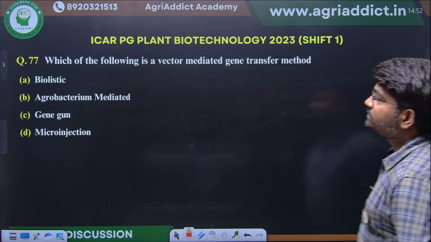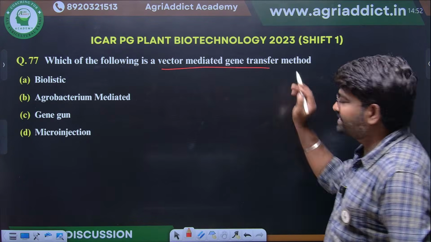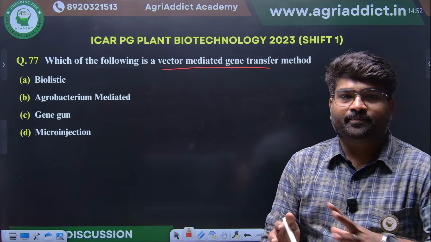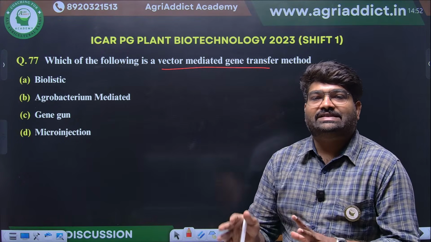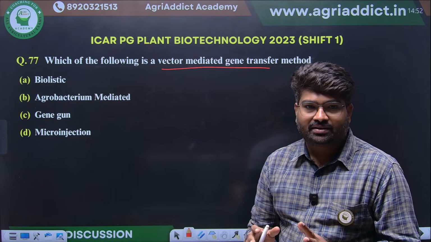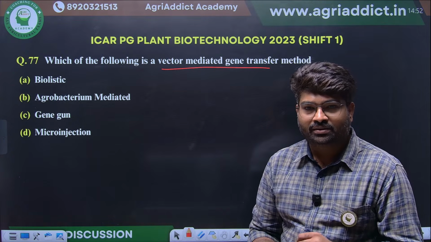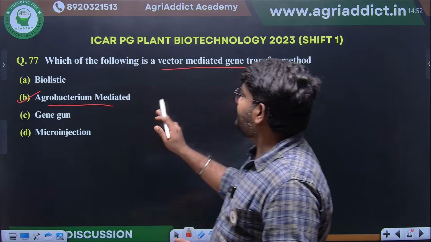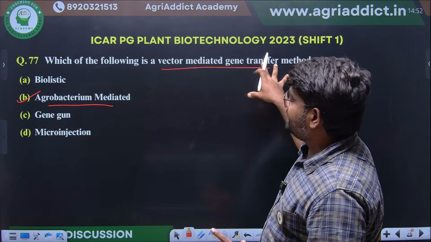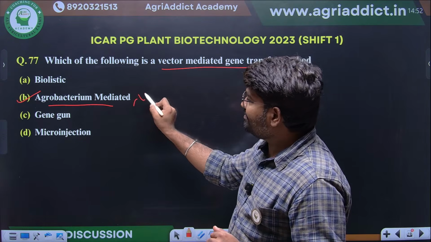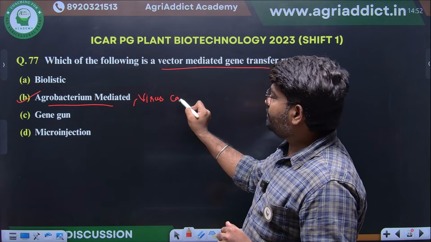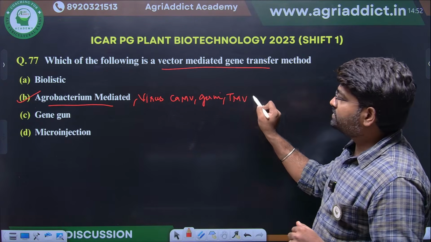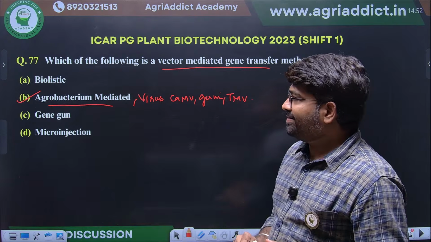Which of the following is a vector mediated gene transfer method? From different gene transfer methods they are asking: biolistic, Agrobacterium mediated, gene gun, or microprojectile? Agrobacterium is a vector based gene transfer method. We can also use certain plant viruses like cauliflower mosaic virus, Gemini virus, TMV. These all are vector mediated.